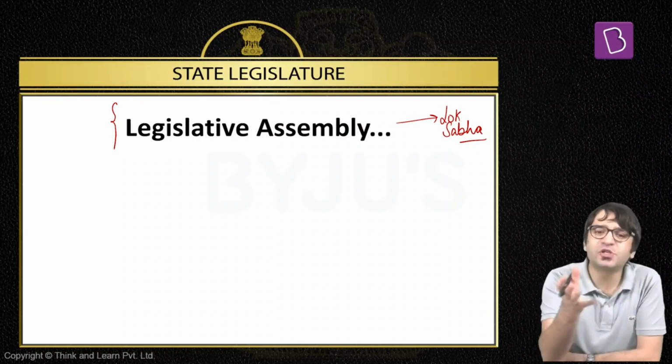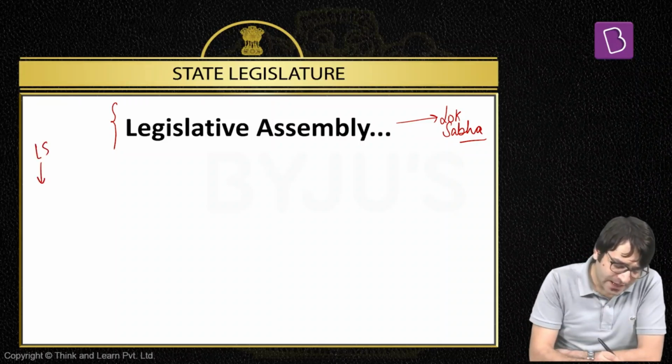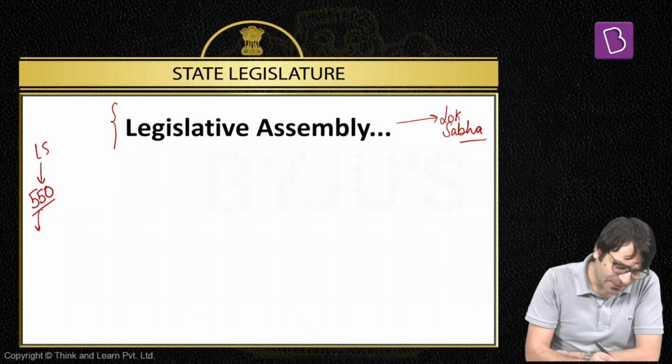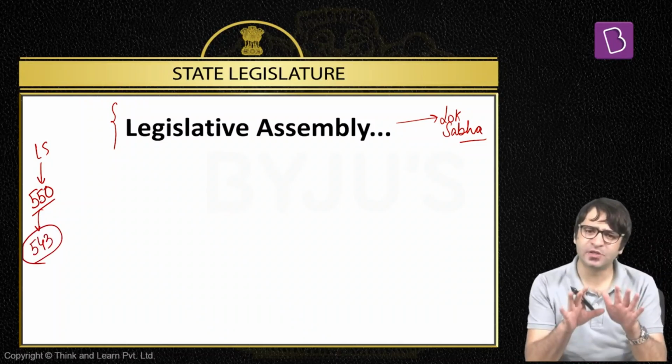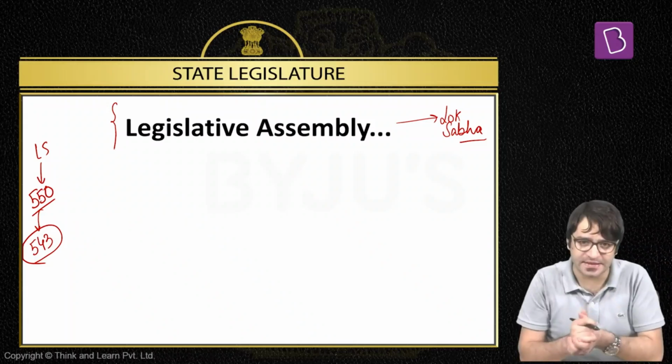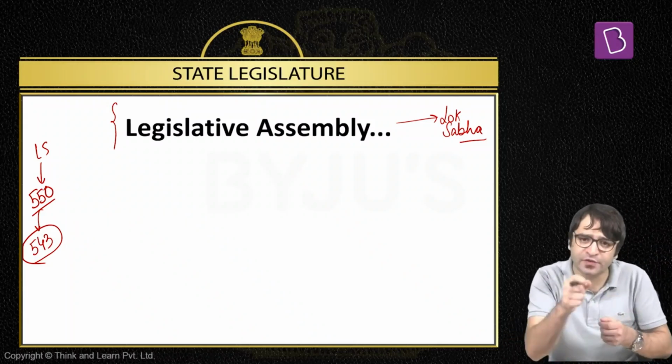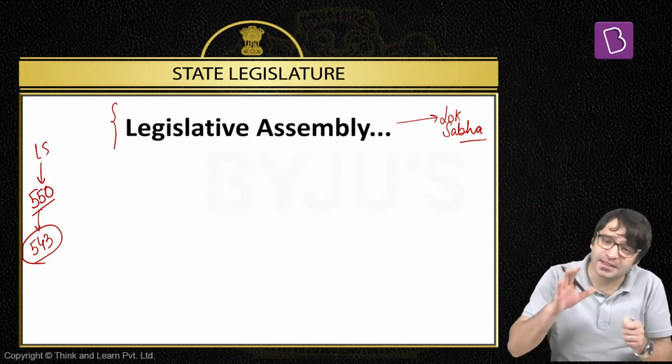But what is the composition of Lok Sabha? As we have discussed, Lok Sabha has 550 as its maximum strength, but the current strength is 543. That means it is mentioned that for 543 seats or in 543 constituencies, election will take place. One candidate will get elected from each of these constituencies. So in Lok Sabha, we will have 543 directly elected representatives.